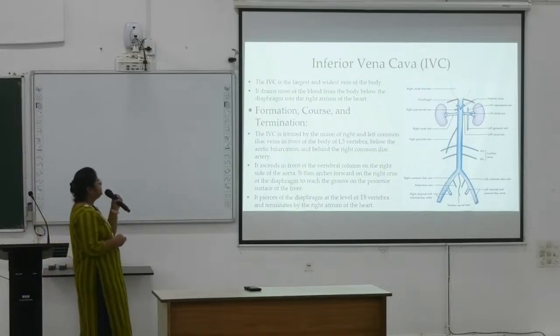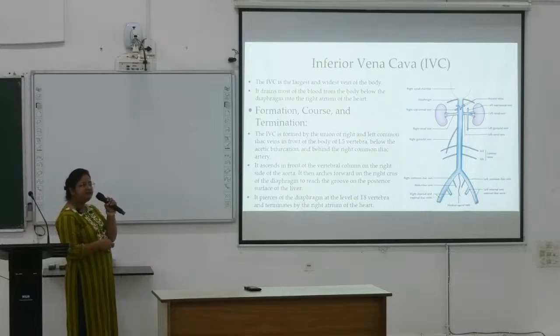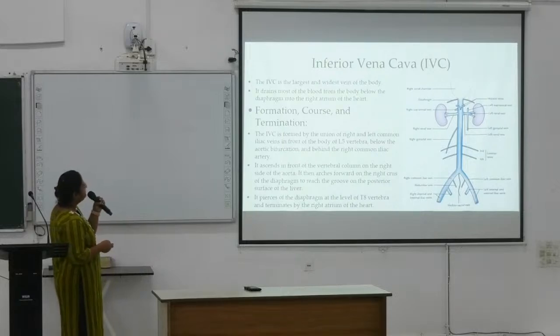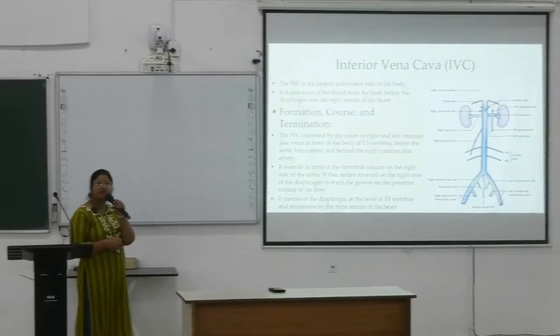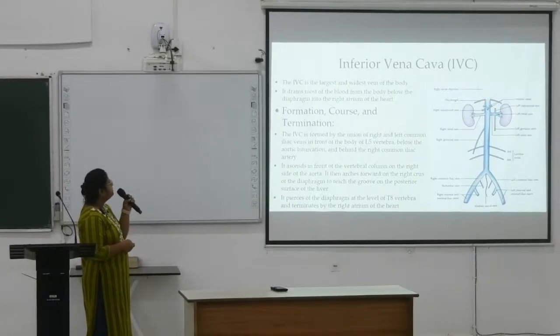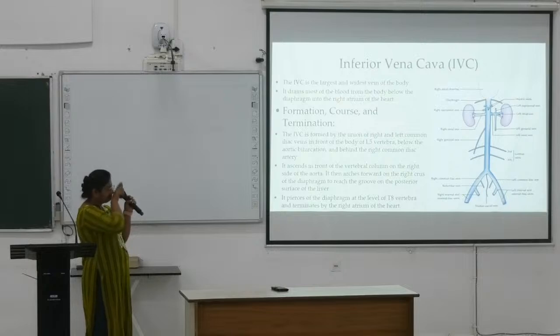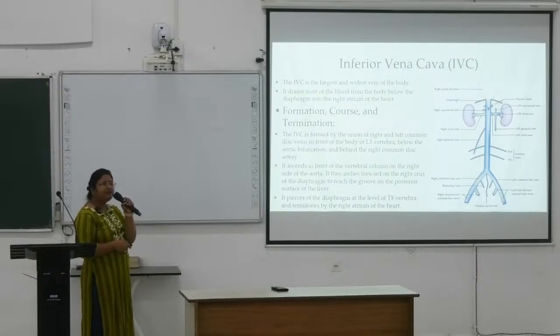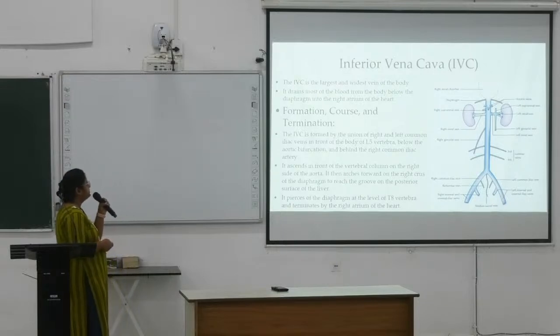So IVC is formed by union of two common iliac veins in front of L5 vertebra. Vertebral level is important, I have told. Below the aortic bifurcation. Aortic bifurcation occurs at L4, okay, and IVC formation occurs at L5. And behind the right common iliac artery it occurs. Because IVC lies on the right side and aorta on the left side. Okay. So, and what is the course?